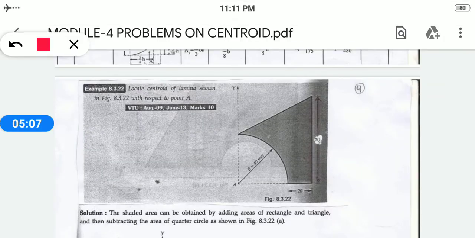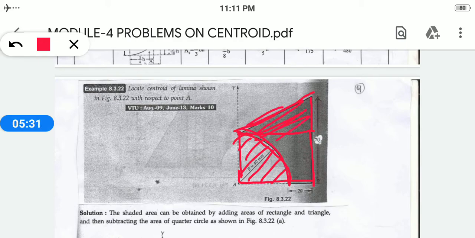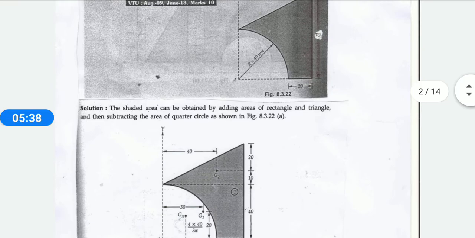I hope you understood. I'll repeat for you. This is your first triangle you can take. Then you can separate this into another rectangle. But this shape is not our original question. We have to subtract this quadrant, so this can be taken as a quadrant circle. The remaining portion will give you the shape, and you can find the centroid of this portion easily. So I'll tell you the procedure.